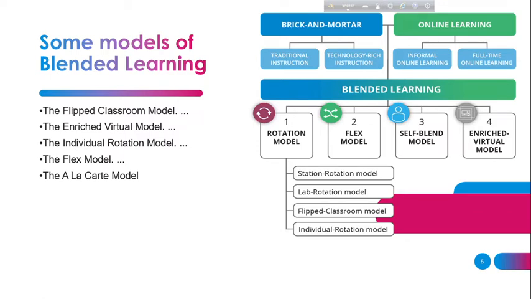There are some models of blended learning. The models: the flipped classroom model, the enriched virtual model, the individual rotation model, the flex model, the a la carte model. The models are divided into separate heads. Brick and mortar is divided into two categories, traditional instructions and technology-rich instructions. Online learning is also categorized in two types, informal online learning and full-time online learning. From the mixed two parts, there comes blended learning.